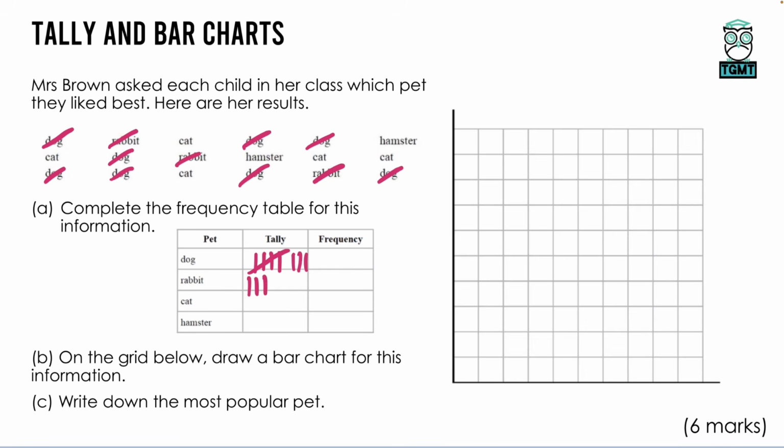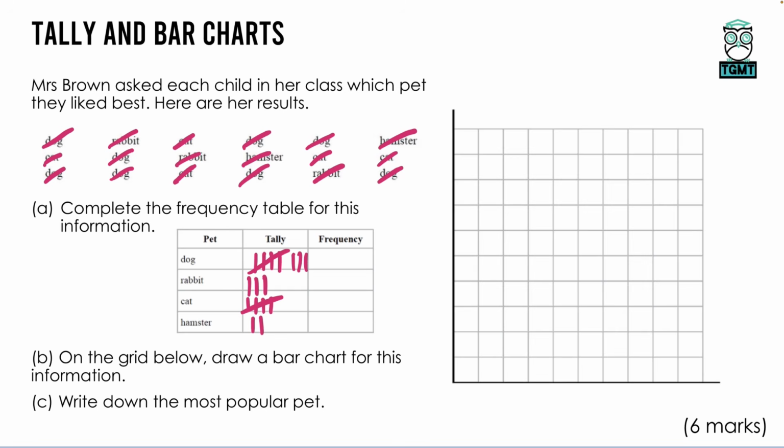And then let's just go for a few cats. Here we go. So 2 of those, another 2, 3 there. So 1, 2, 3. Crossing that off when we get to 5. And then we have 1, 2 hamster. And there we go. Double check. Make sure you've definitely crossed them all off. And then we can put our frequency in.